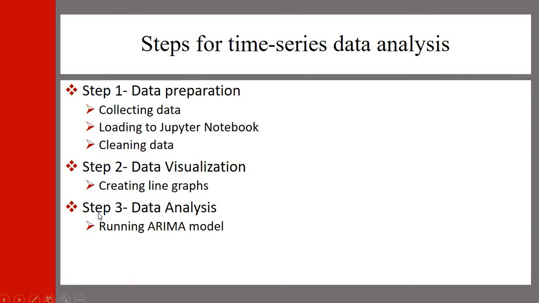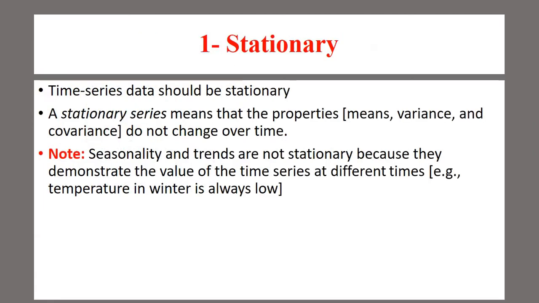In this video, I'm going to talk about step 3, data analysis, and I'm going to run the ARIMA model on the time series data. In time series data, we should consider that our data should be stationary. Stationary means that the properties of the data, such as mean, variance, and covariance, do not change over time. In other words, time should not be a variable in the time series data.